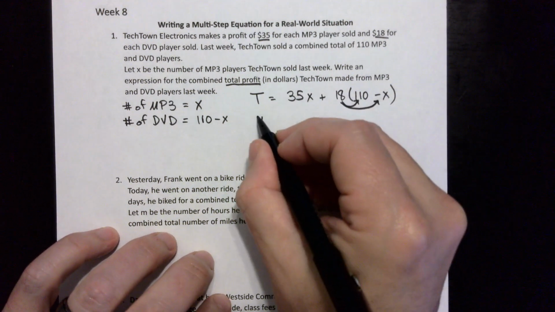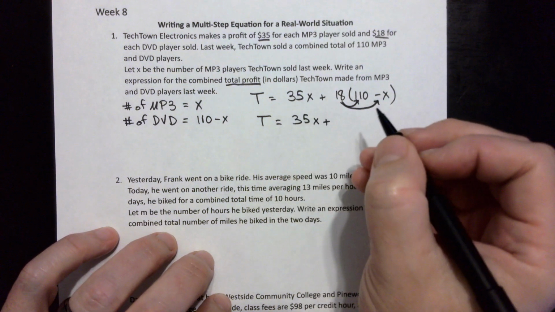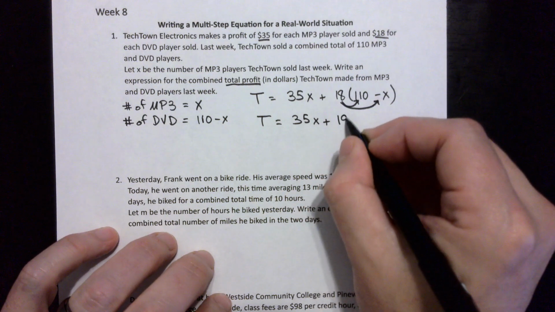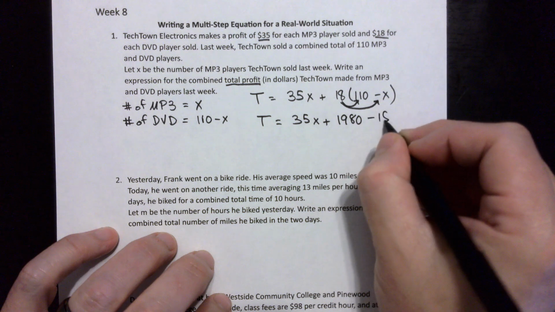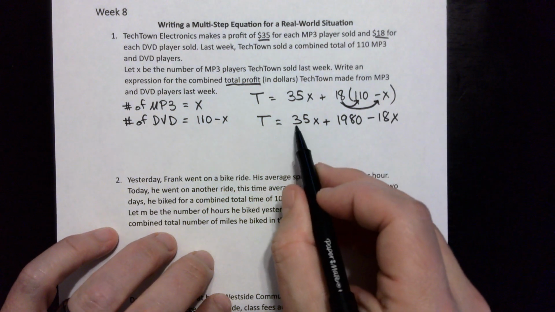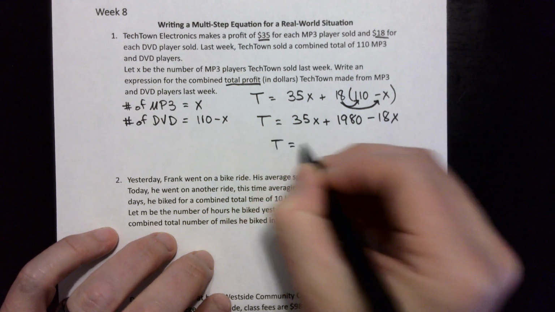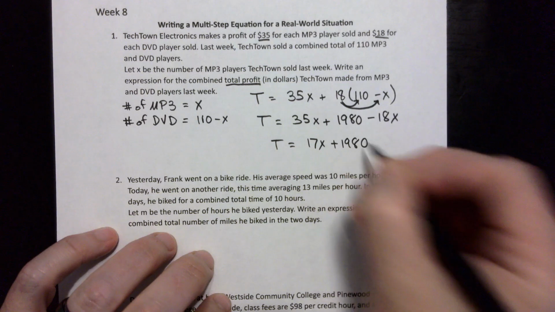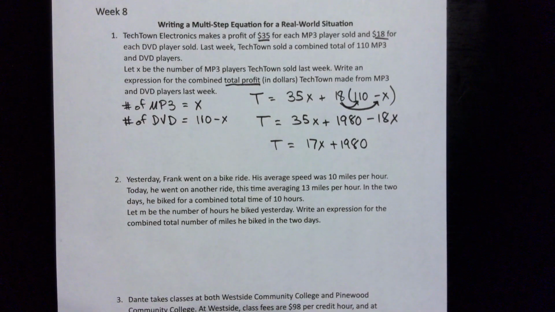So that will give us T is equal to the 35X hasn't changed, plus 18 times 110 is 1980, and then minus 18X. Then we have these two like terms, 35X minus 18X. So we would get 17X plus 1980. Okay, let's take a look at problem number 2.